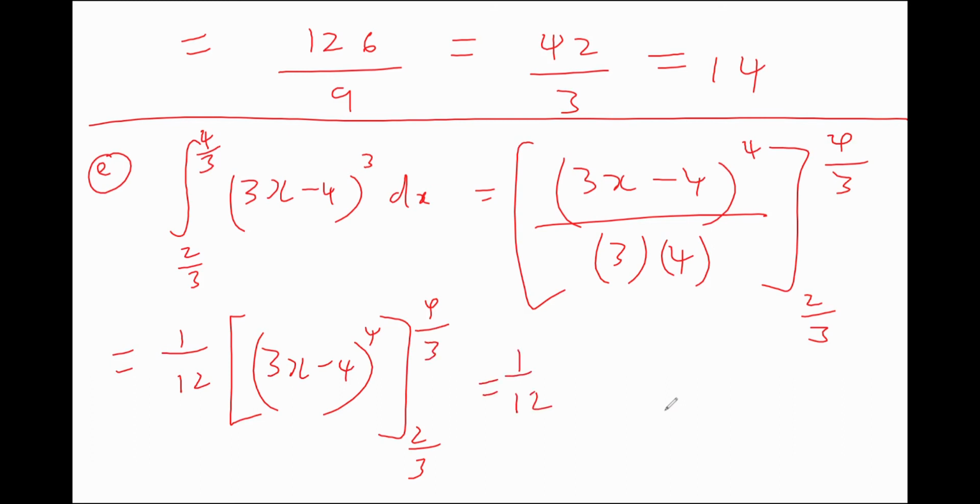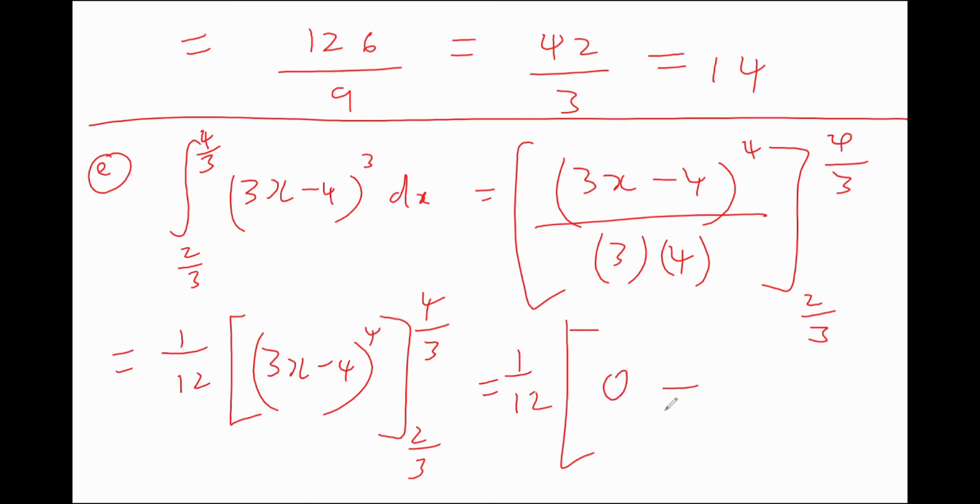X to the 4/3 is really the cube root of x to the power of 4. When I plug in the upper limit, 3 by 4/3 is 4, 4 minus 4 is 0, and 0 to the power of 4 is 0.